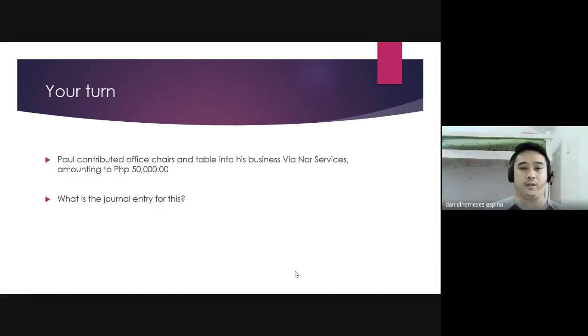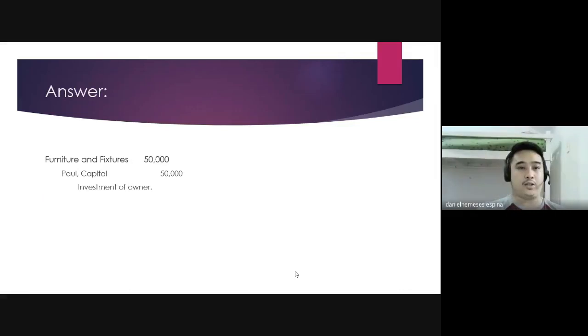You can also write it directly: the owner invested chairs and table into the business. It's a brief explanation of the transaction. Okay, so this is the answer. Debit, furniture and fixtures, credit Paul, capital.